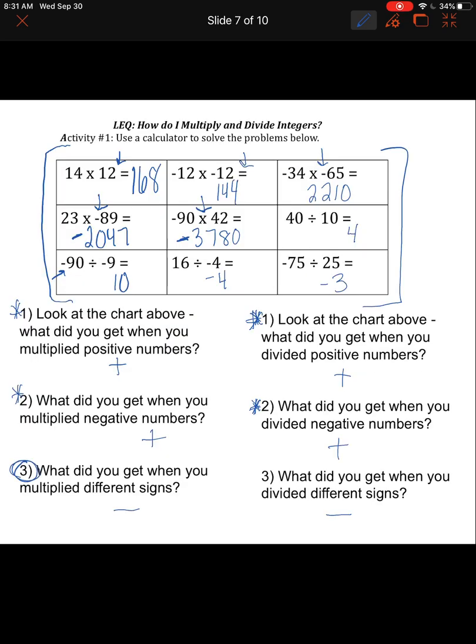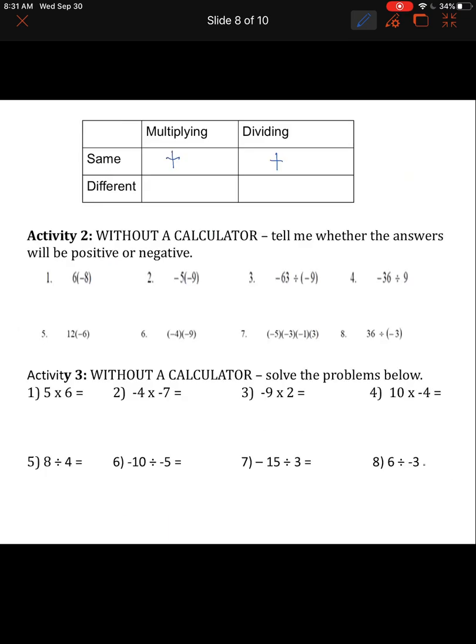Okay, what about different signs? So that's when we're looking at the number 3's here. When we multiplied different signs and we divided different signs, our answers were negatives. Okay, so those are the rules for multiplying and dividing integers. So they are the exact same for multiplication and division.